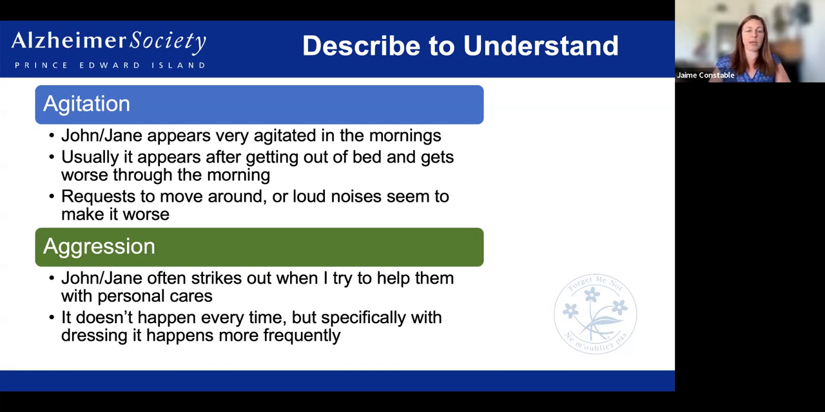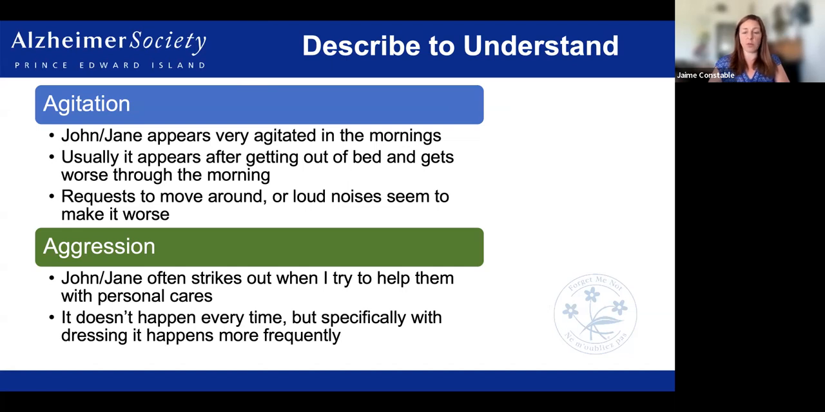So again, when you start to look at the details of the behavior, it can point to why it might be happening. Same thing with aggression. The person often strikes out when I try to help them with personal cares or with dressing. It doesn't happen every time, but with dressing, it happens more frequently. So look at the whole context of the dressing. Why might this be an issue? Are you asking the person to raise their arms? Maybe they have shoulder pain. Have they always had discomfort or modesty around their body?